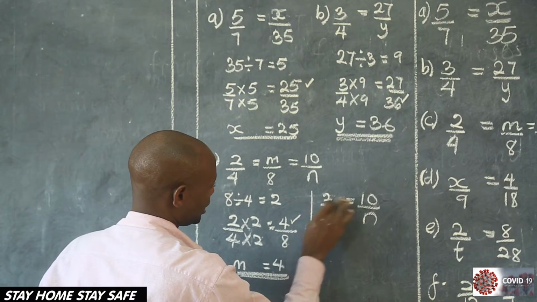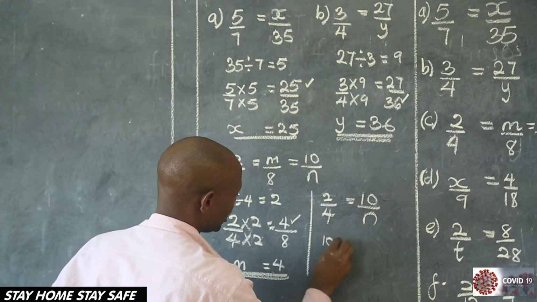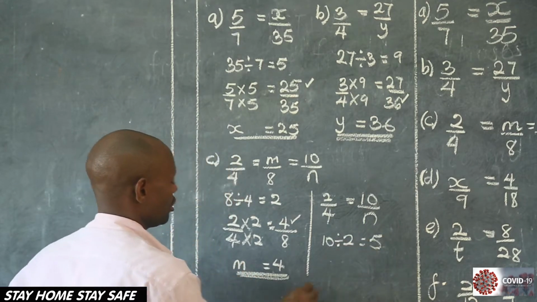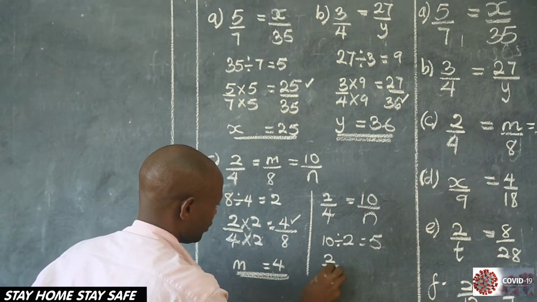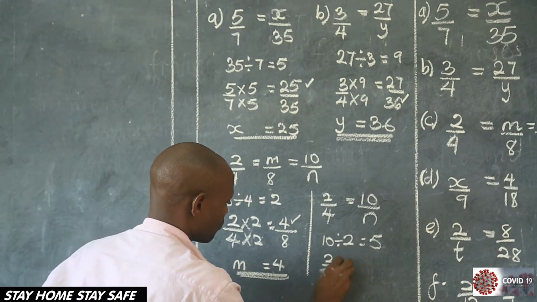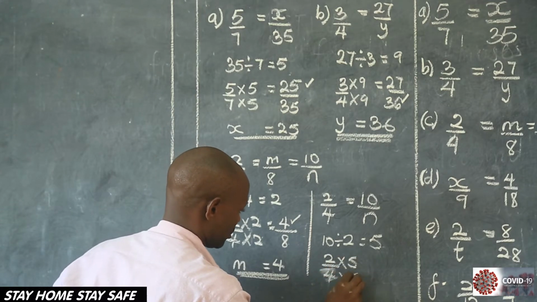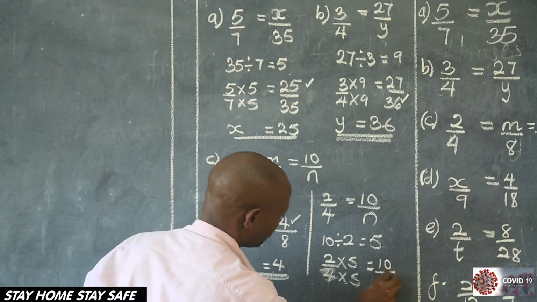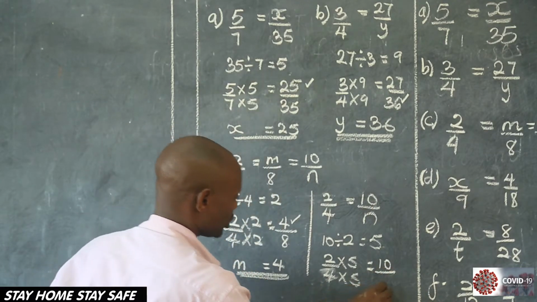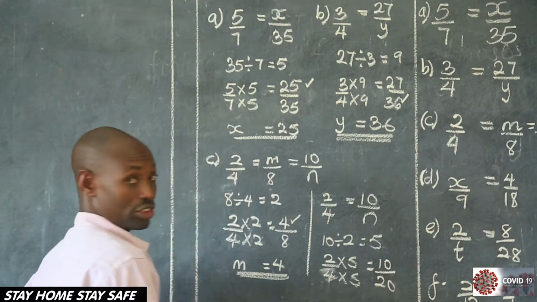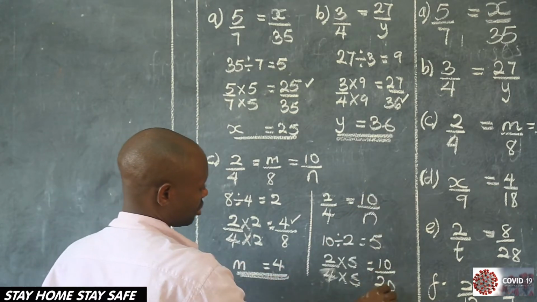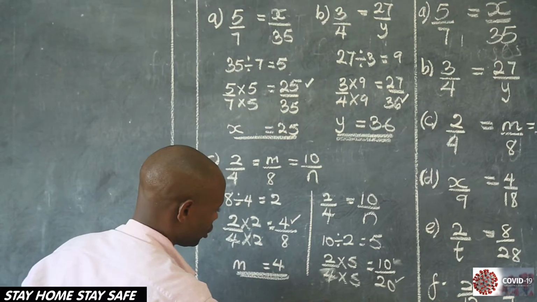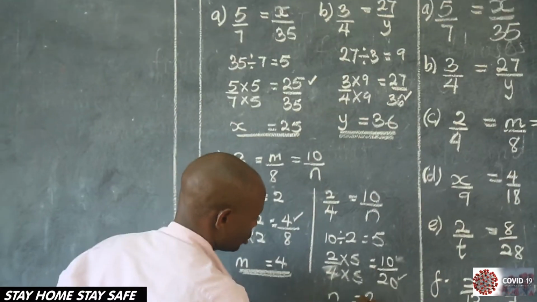So we are comparing the numerators, that is 10 divided by 2, which will give you 5. So we have 2 out of 4, then times 5 times 5. 2 times 5, we are getting 10. 4 times 5, we are getting 20. So in our number, 10 is already given, so we need the denominator. Therefore, n is equal to 20.